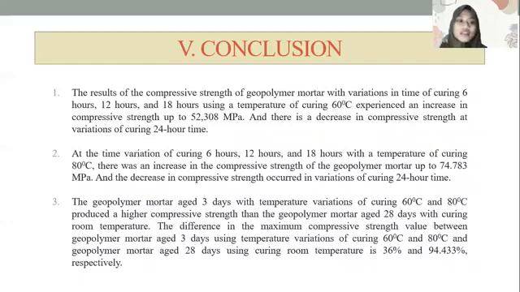Number 2, at the time variation of curing 6 hours, 12 hours, and 18 hours with a curing temperature of 80 Celsius degree, there was an increase in the compressive strength of the geopolymer mortar up to 74.783 MPa, and the decrease in compressive strength occurred in the variation of curing time of 24 hours.